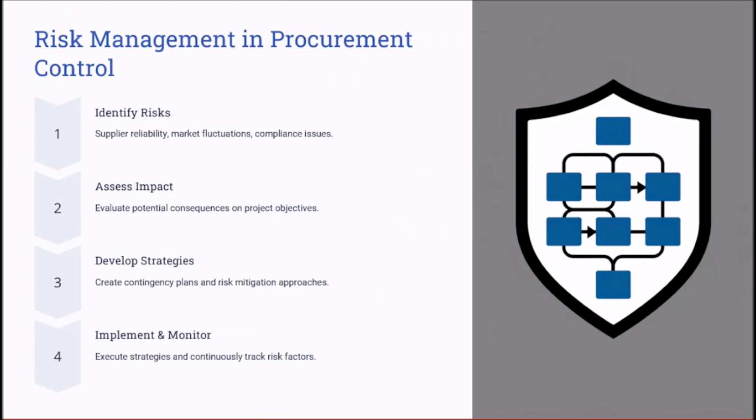What are the risks involved in procurement? Now let's talk about risk management and procurement control. Procurement risks are what you might face when you are running a project and dealing with procurement or external vendor relationships. First, you need to consider the supplier reliability risks, which means the vendor fails to meet expectations.